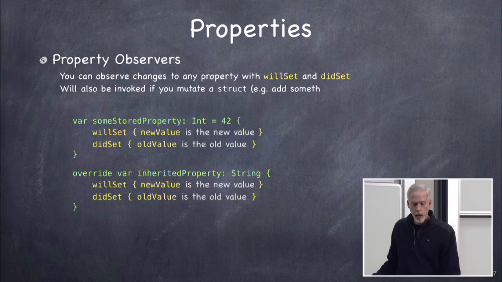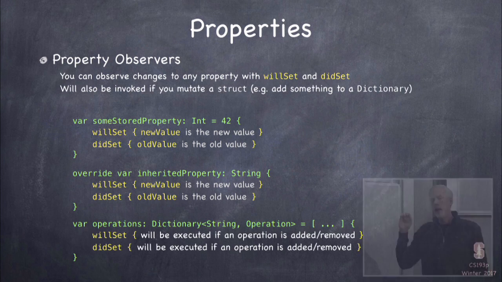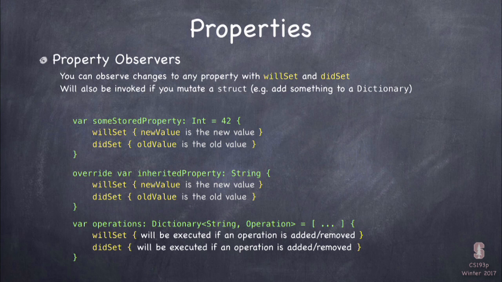All right. By the way, if you have a property which is a value type, a struct or something like an array or a dictionary, this property observer stuff will happen if that thing gets mutated. So if you add something to the array, boom, the property observer will kick in and say, oh, that changed.